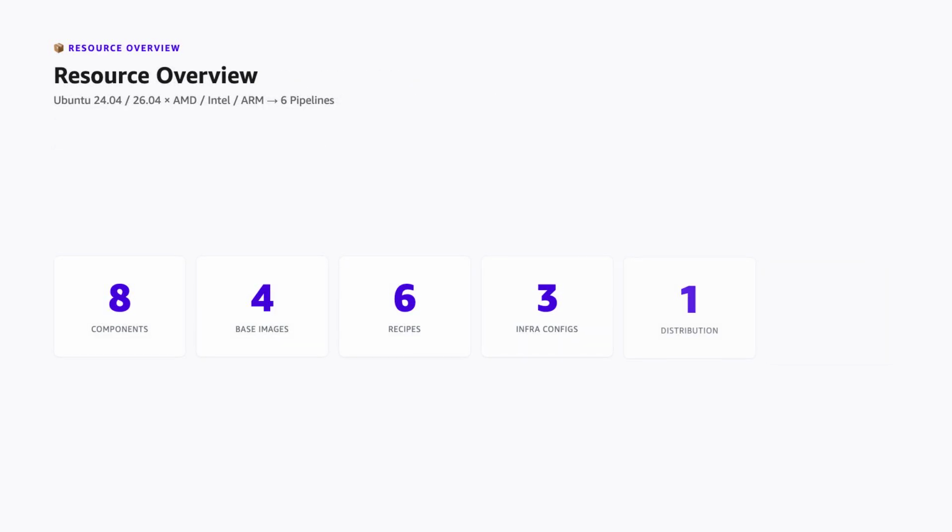So here is the entire solution expressed as a handful of numbers. 8 components, reusable building blocks, 4 base images, 6 recipes, 1 per operating system and architecture combination, 3 infrastructure configurations, 1 for each CPU family, a single shared distribution configuration, and 6 pipelines that orchestrate it all. Notice how few moving parts there really are. 8 components fan out into 6 production images. That economy is the whole point, and the next few slides show exactly how the pieces connect.